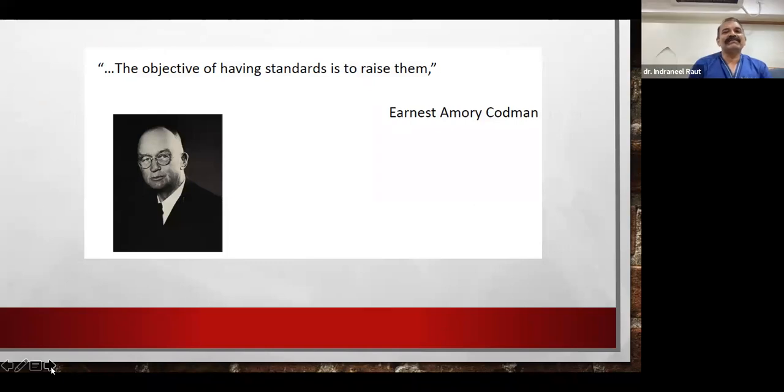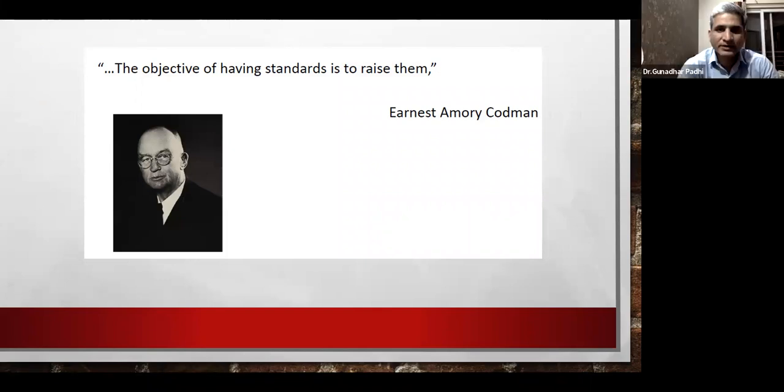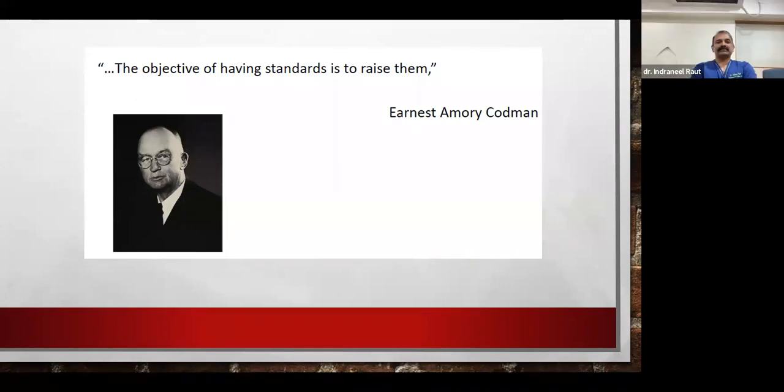The objective of having standards is to raise them. I feel this was a very nice and important sentence by this gentleman. Thank you. I fully agree with it. Basically, the main purpose of quality is to measure it and to improve the standards. There is a famous quote: if you don't measure something, you cannot improve the standards. So as you rightly said, measurement is very important.